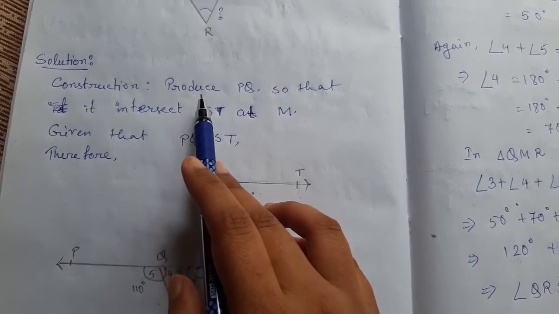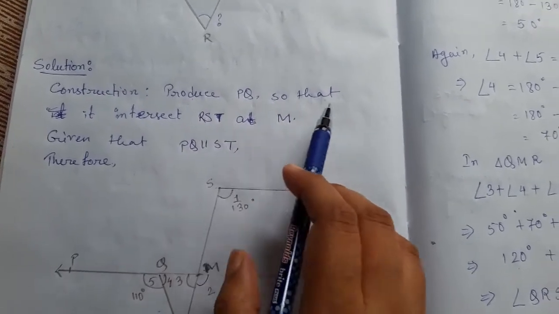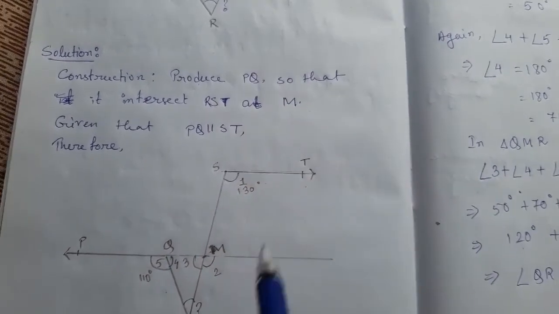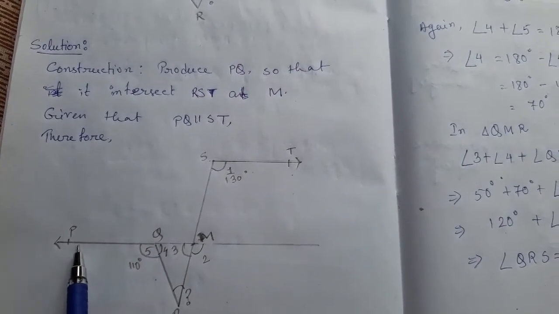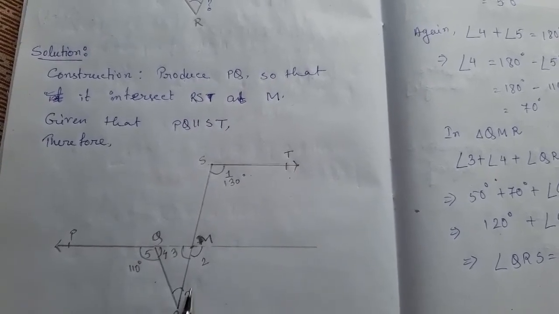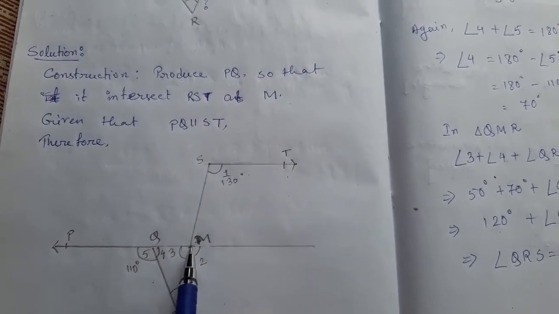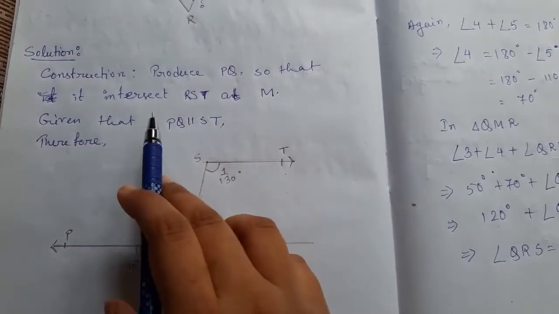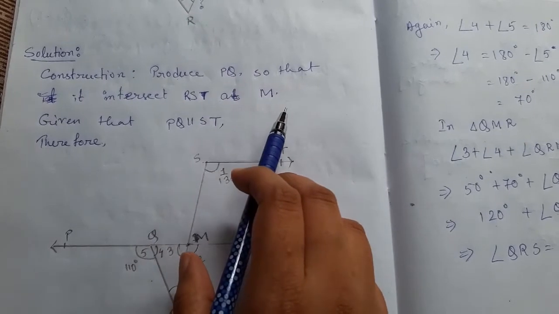Construction. Proceed PQ so that it intersects RS at M. So what do you have to do in the construction? This is the PQ line. Extend this PQ line so that it intersects this line RS at M.